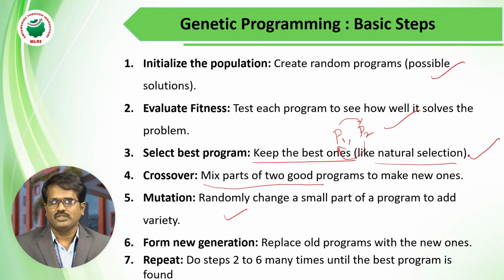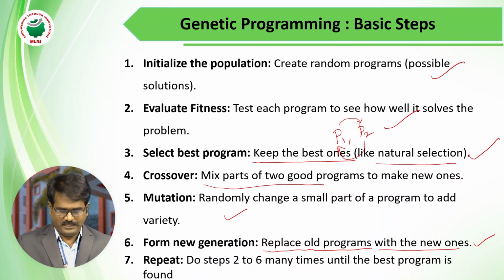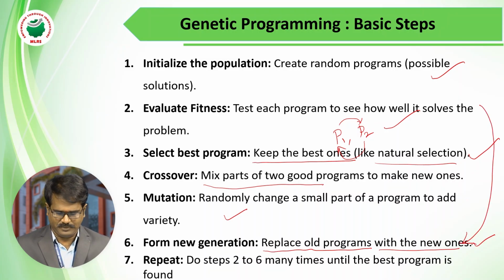After completion of the mutation process, we need to form new generations. After mixing up P1 and P2, we got some programs, right? That is the new generation. Replace old programs with the new programs, or we can keep the old programs along with the new programs also. Next, repeat: do step 2 to step 6 as many times as needed until we get the best program for the given problem. These are the steps involved in genetic programming.